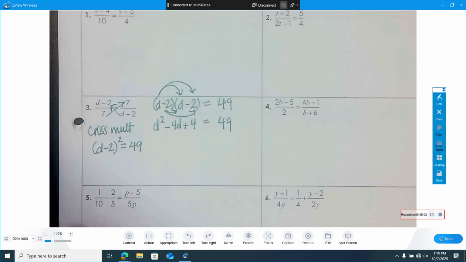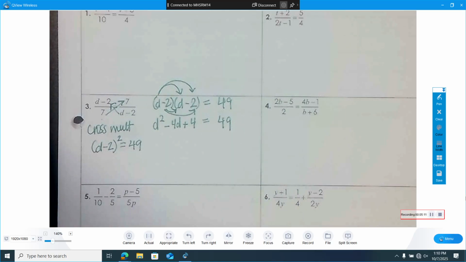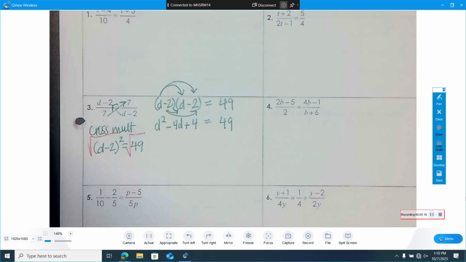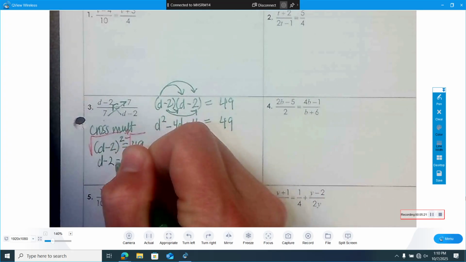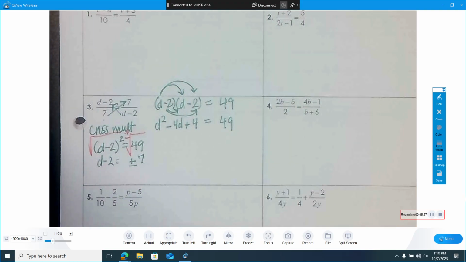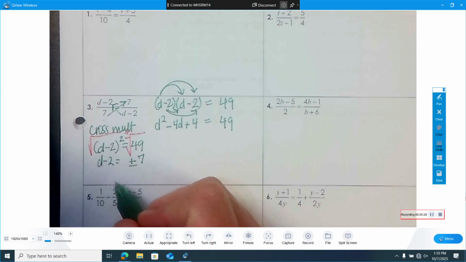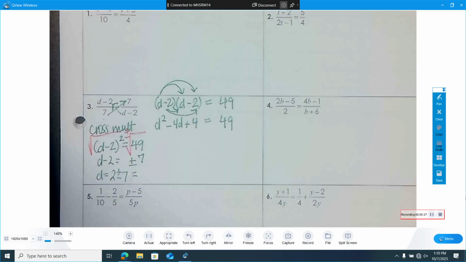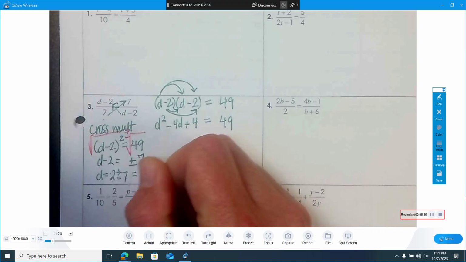Square, yeah, we absolutely could. I need a different color pen here. Okay. Square root both sides. What do you need to remember if you take a square root? Plus or minus. Very good. All right, so we're left with d minus 2 equals plus or minus 7. All right. And then we would need to add 2, so we get d equals 2 plus or minus 7, which would become what? Yeah, negative 5 and 9. 2 plus 7 gives you the 9, and 2 minus 7 is negative 5. So beautiful.